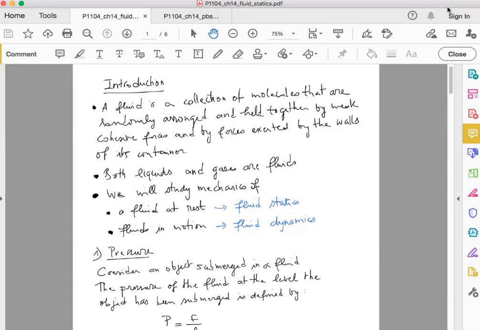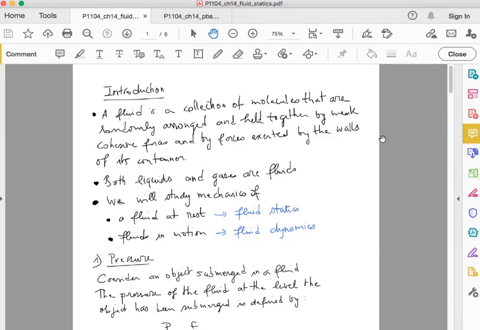Yeah, so today we're going to start with fluid dynamics. We are going to study the fluids. So we're going to define first the fluids and the dynamics as well.